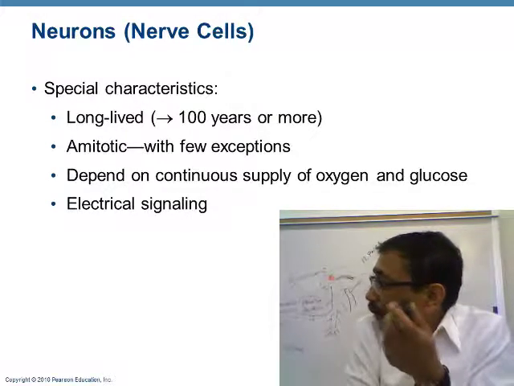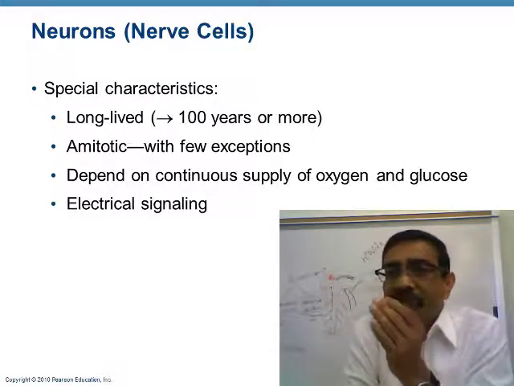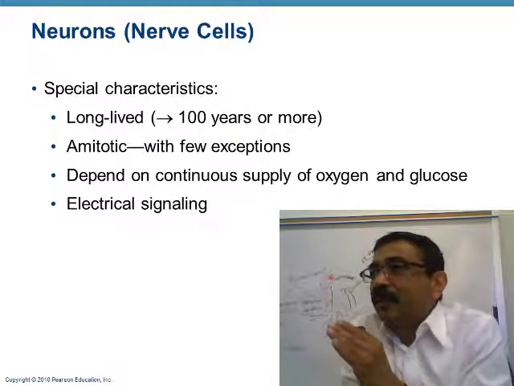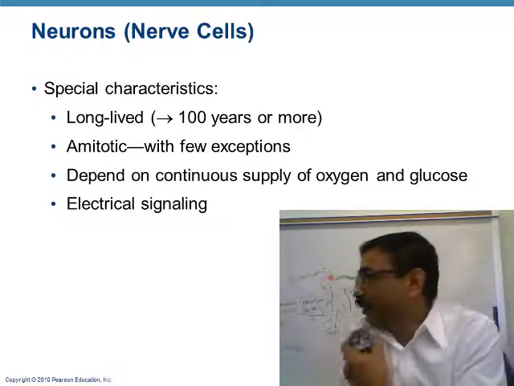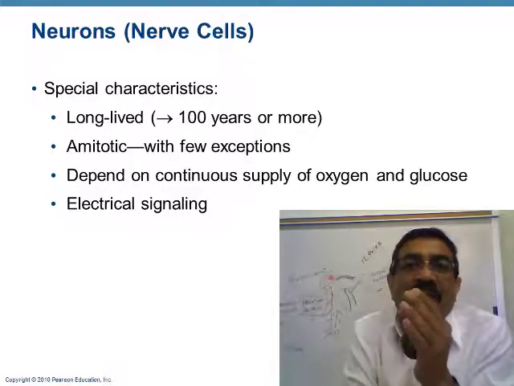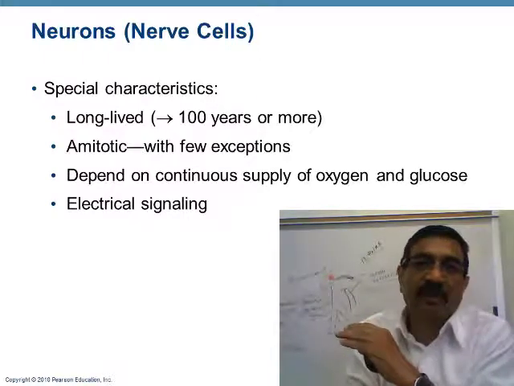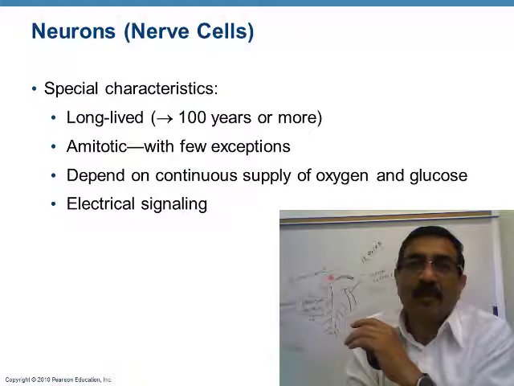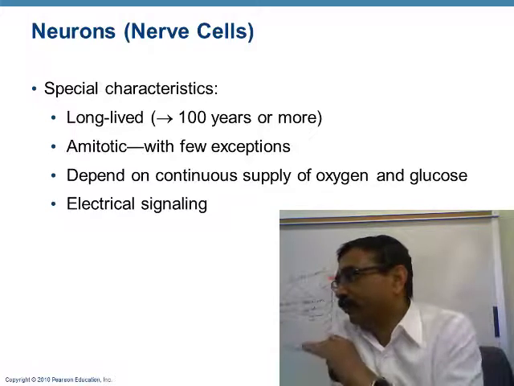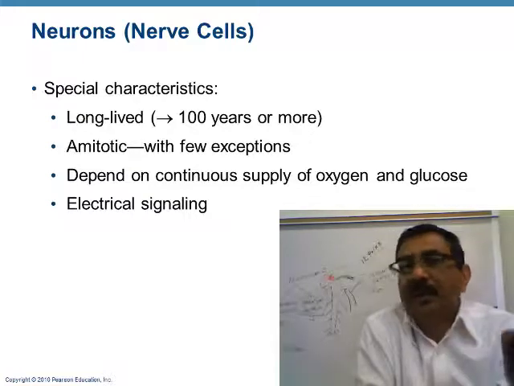And amitotic, that means A means absence, remember. A means absence. So amitotic means absence of mitosis. Mitosis is what? One type of cell division. So mitosis usually does not occur in mature neurons. Once neurons get matured, no mitosis or cell division usually occurs. There are very few exceptions, but usually or normally amitotic.